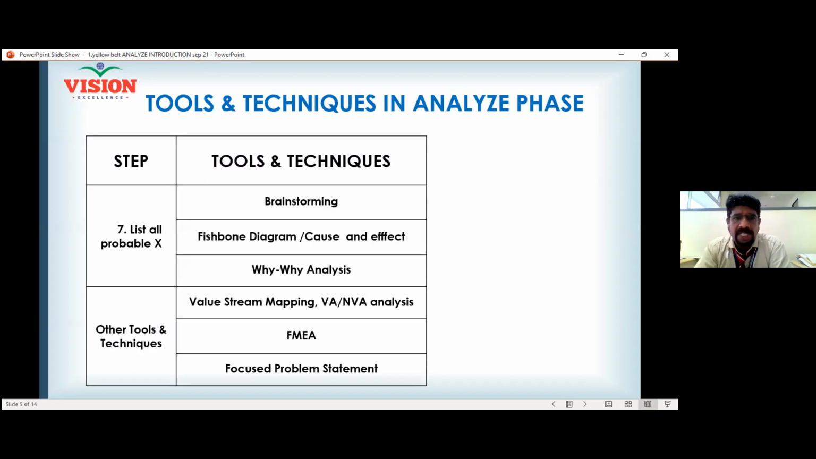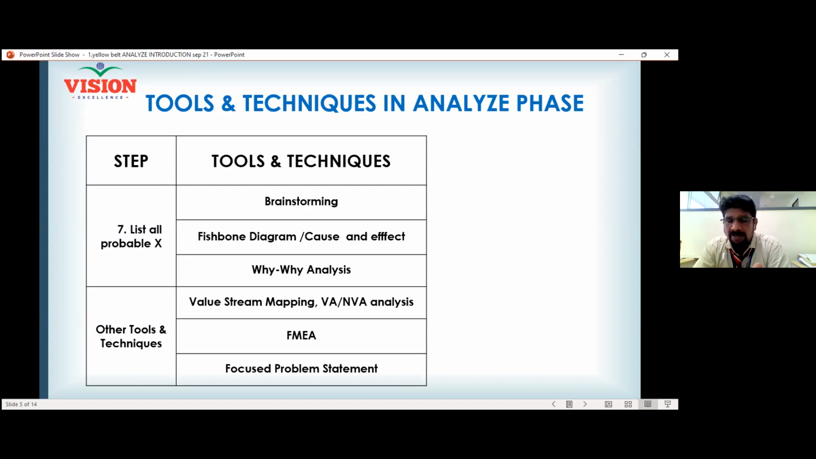So what are the tools I can use? For all the three steps, you have different tools. For listing all the probable X factors, you can use brainstorming. Brainstorming is a wonderful tool, you will see that. Then the cause and effect diagram or why-why analysis. You can use these tools for finding out all the X factors.